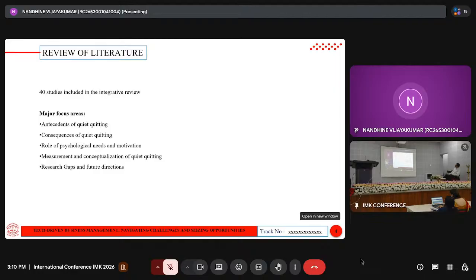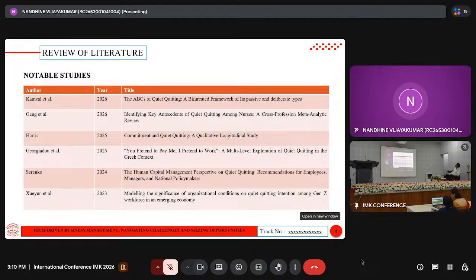The literature review focused on the antecedents of quiet quitting, consequences of quiet quitting, the role of psychological needs and motivation, measurement and conceptualization of quiet quitting, and research gaps for future direction. Forty studies were included in the integrated review, and these are some of the notable studies that contributed much to the phenomenon. The most important finding from the studies is that quiet quitting has two types, the passive and the deliberate types.